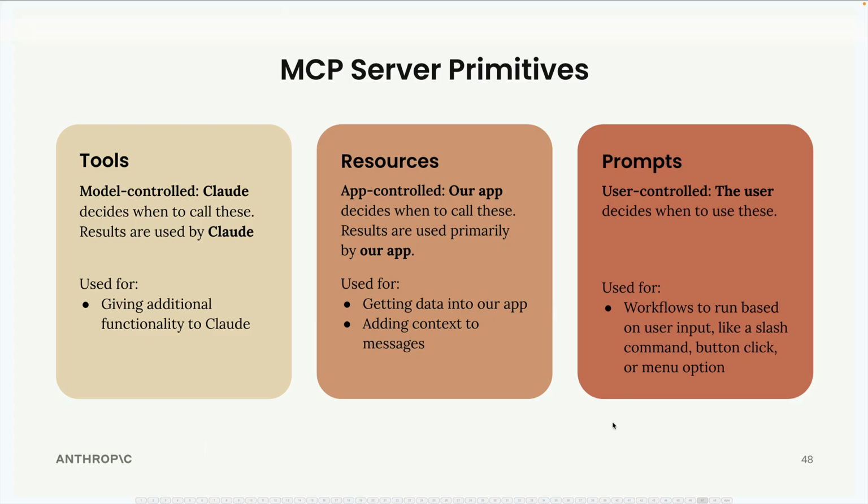So in total, that's our three different server primitives. And each one is really intended to be used by a different portion of your overall application. So we got tools, which are generally going to serve your model, resources, which are generally going to serve your app, and prompts, which are going to serve your users. Once again, these are high-level guidelines, and the only reason I mention them is to just give you a sense of when you should use each of these primitives, depending upon what you are trying to put together.